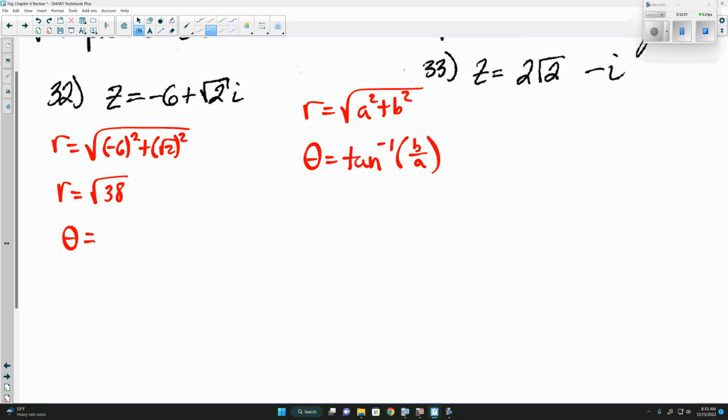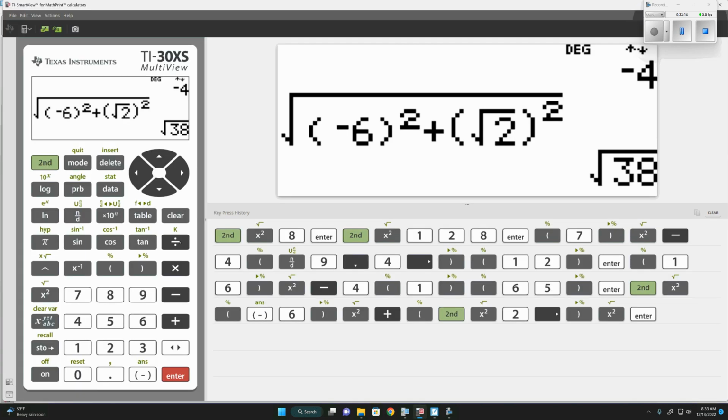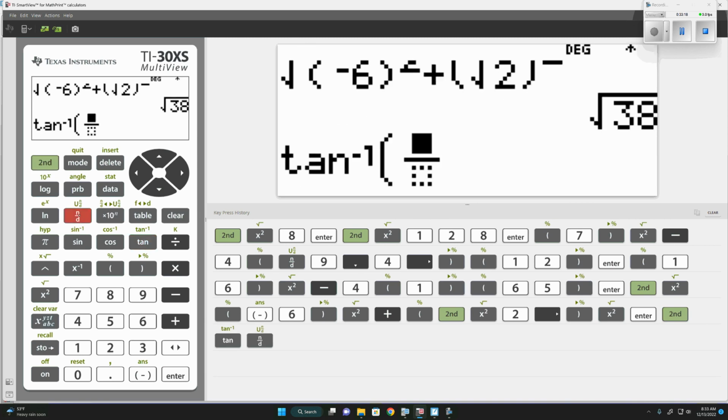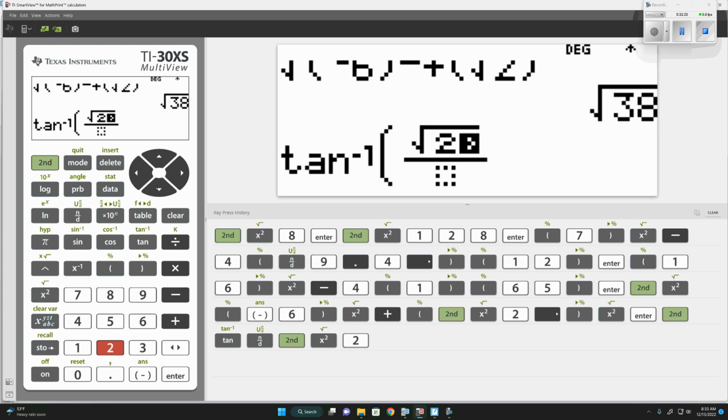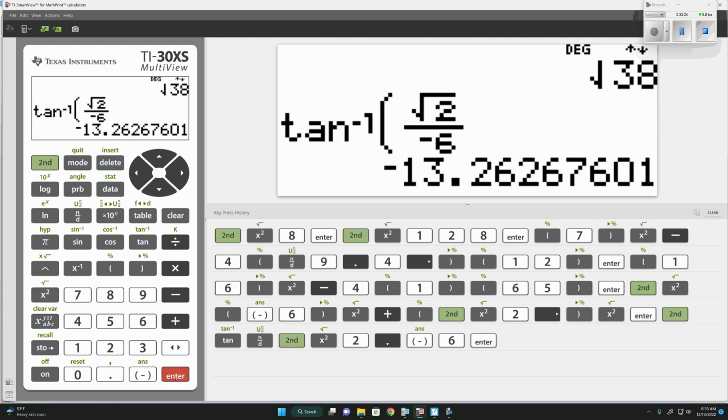Now theta is equal to tangent inverse of square root of 2 over negative 6. Tangent inverse of square root of 2 over negative 6. This here is not a nice number, but we can go out 2 decimal places, say negative 13.26.